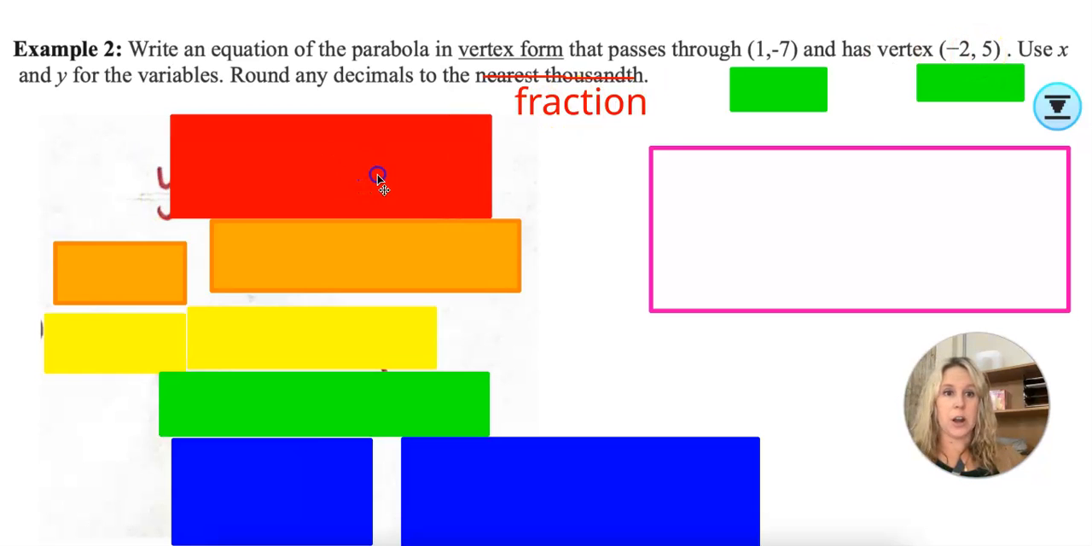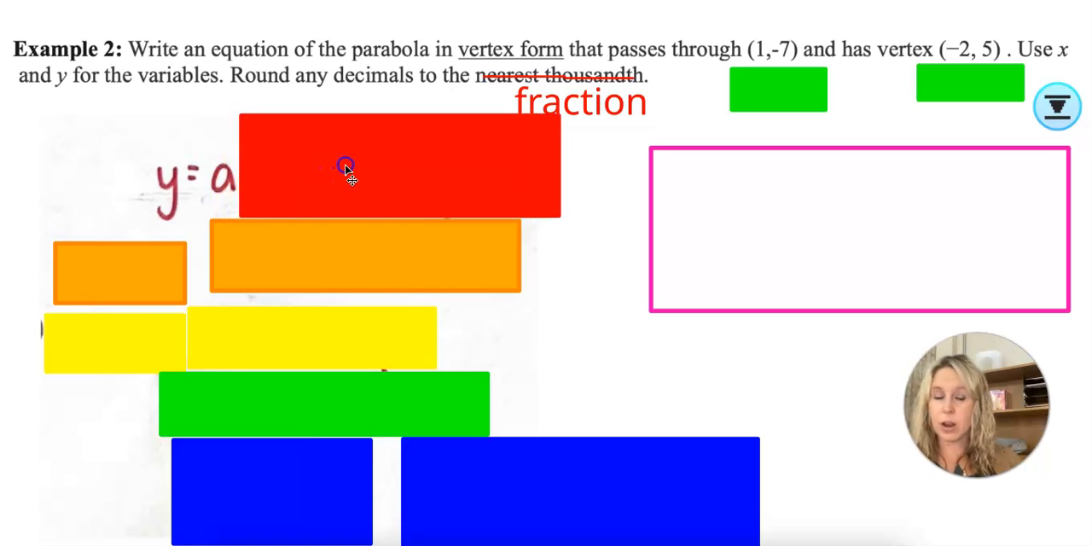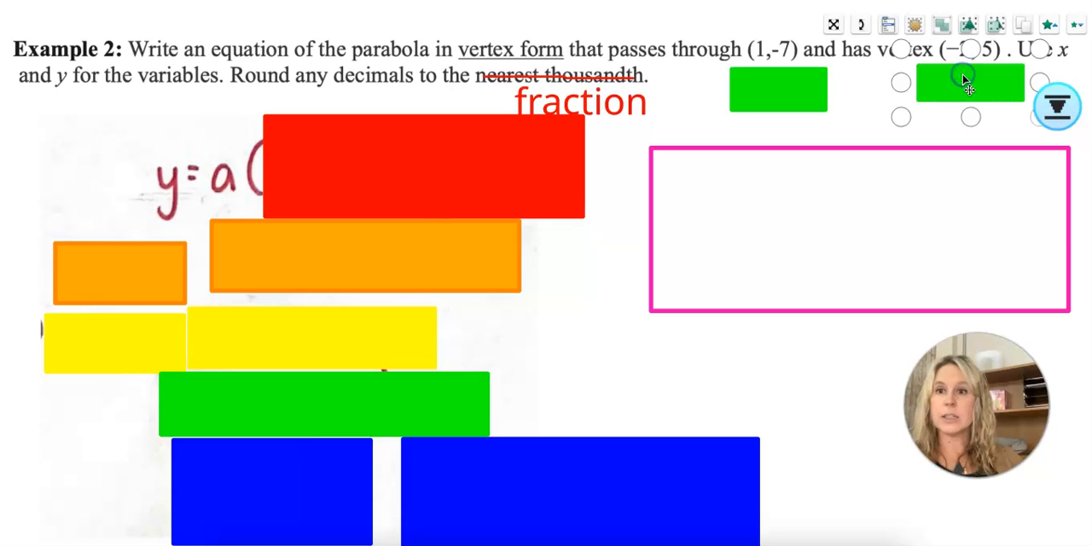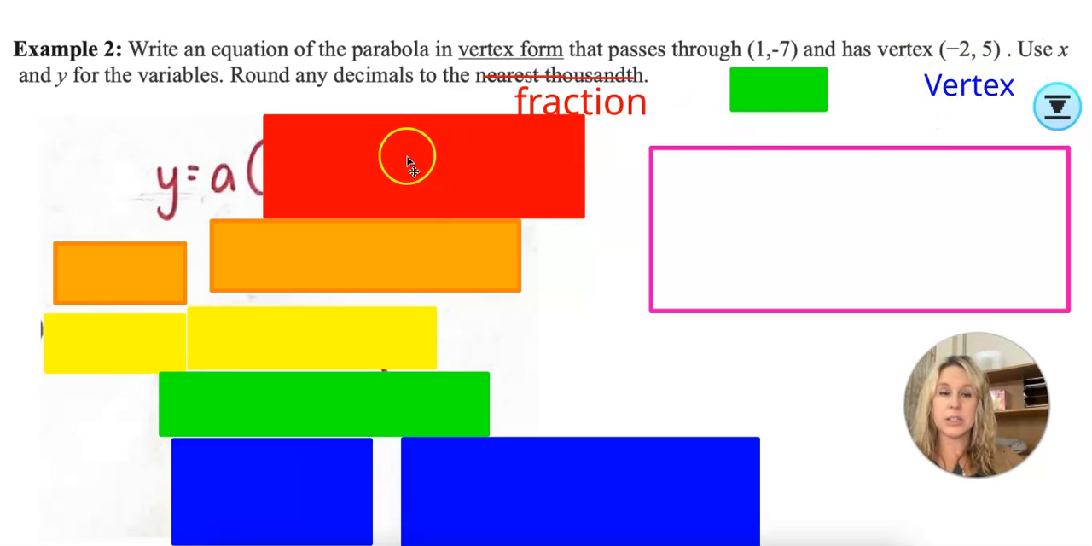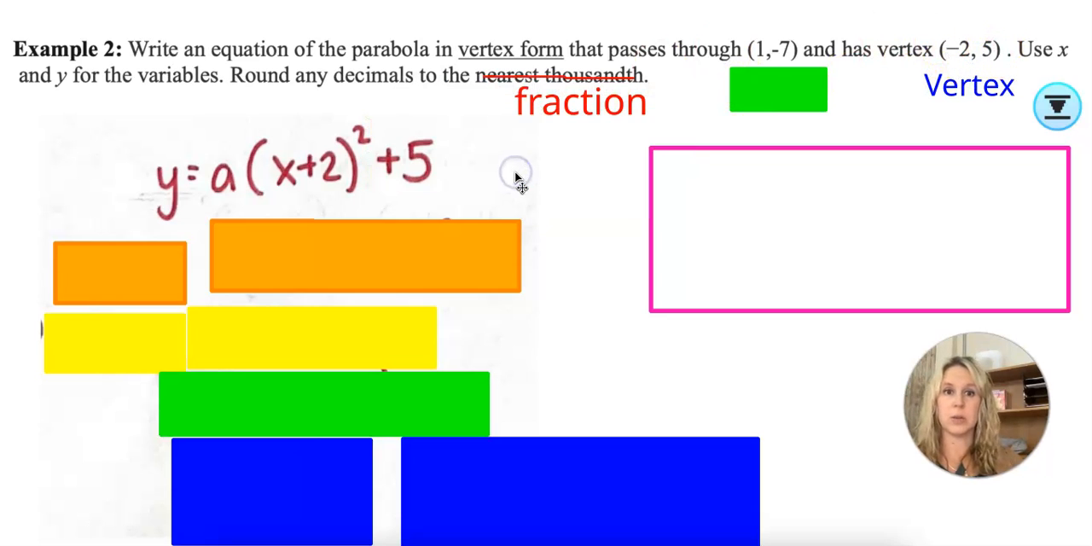So remember, you're going to start off with your equation, which is y equals. We're going to put a random a in front because we don't know which way our graph is facing yet. Go ahead and put your vertex. Remember, the vertex is going to be the opposite. So instead of a negative 2, it would be x plus 2. Don't forget your squared. And then the k part of your vertex will be the same, plus 5. So step 1, take your vertex, write it in vertex form.